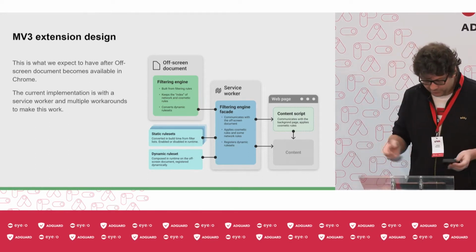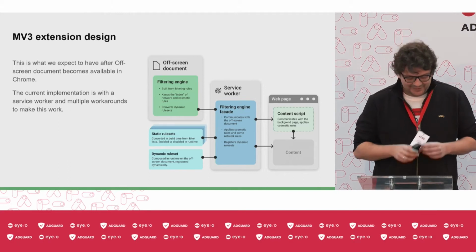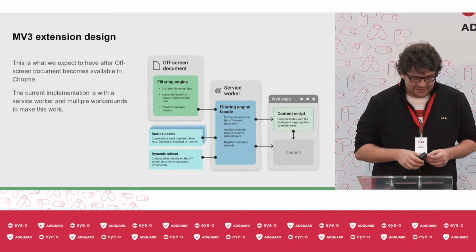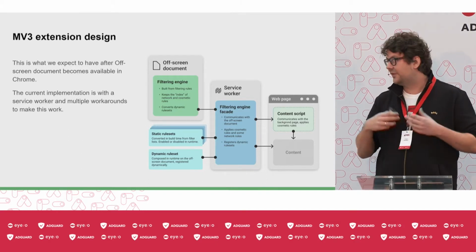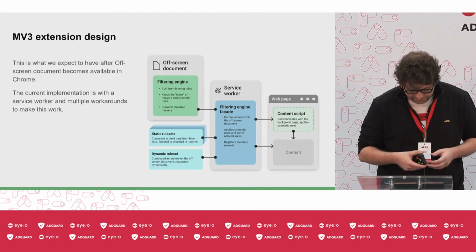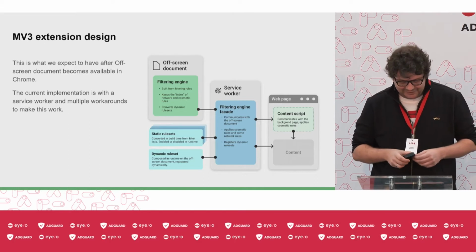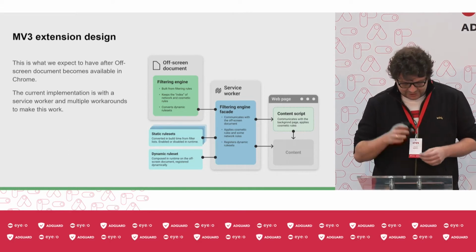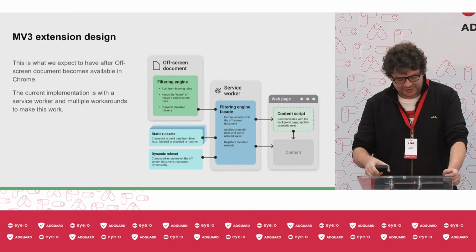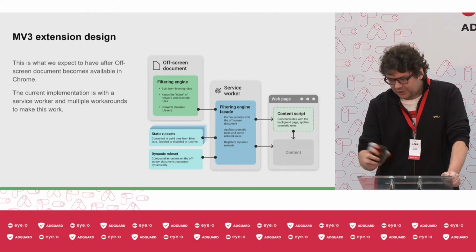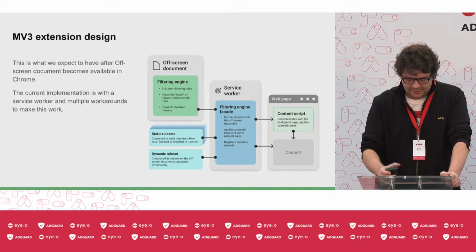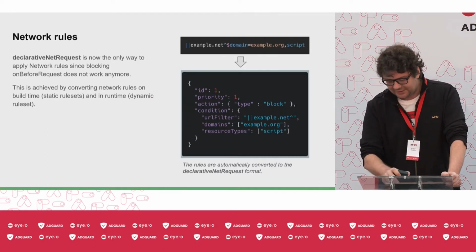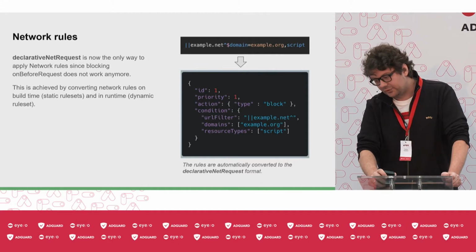Well, and I have hopes for it. The network rules, in turn, are now built into the extension itself in the form of static declarative rule sets. The extension cannot change them at runtime. We can only change which one of them is enabled or disabled, and so on.